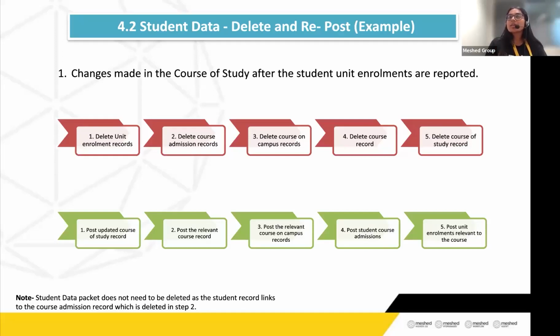So unlike the PIR data files where you extract all data, once you report data in API, it exists in TCSI. So you do not have to re-report all these details. The only details that you will be re-reporting every time, or reporting new records, are course admissions, unit enrollments, or any new students who have joined in. So this is just an example to understand how the data posting and deletion will work in terms of API.